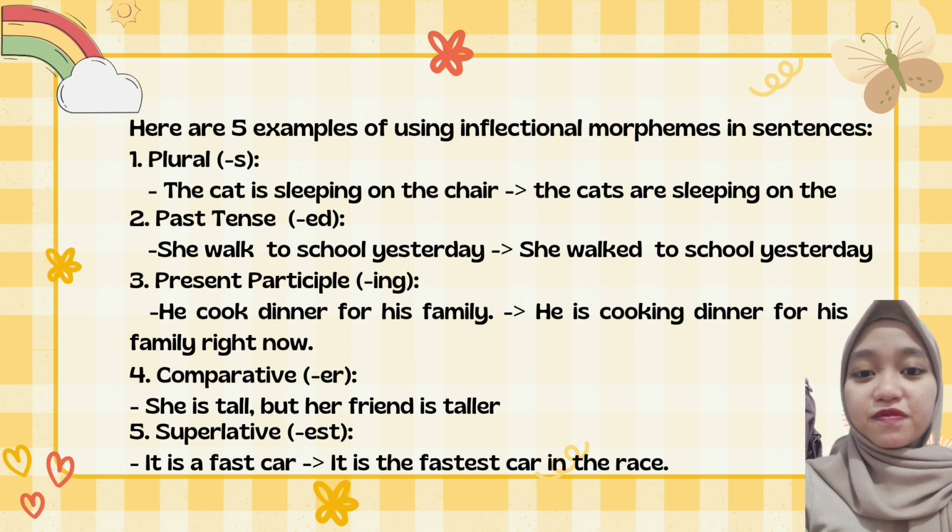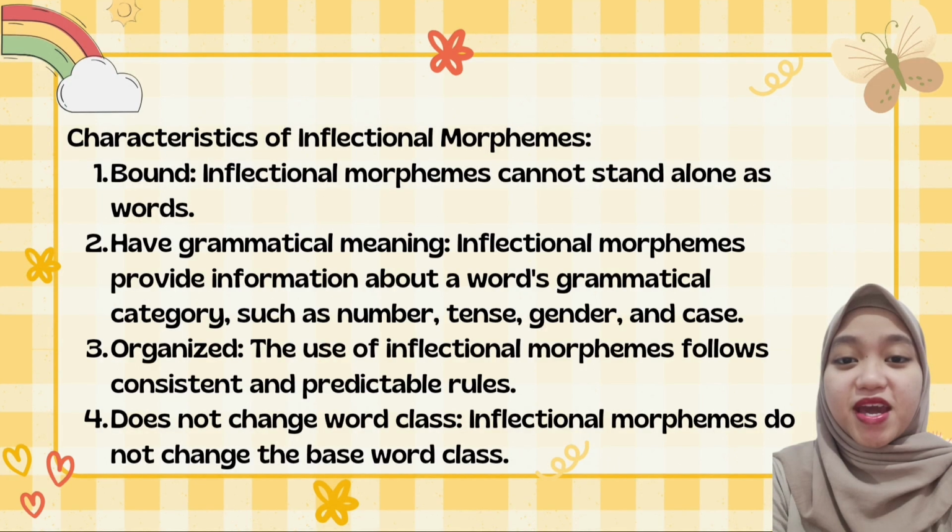Fourth, comparative, er. For example, she is tall, but his friend is taller. Fifth, superlative, est. For example, it is a fast car. Become, it is the fastest car in the race.